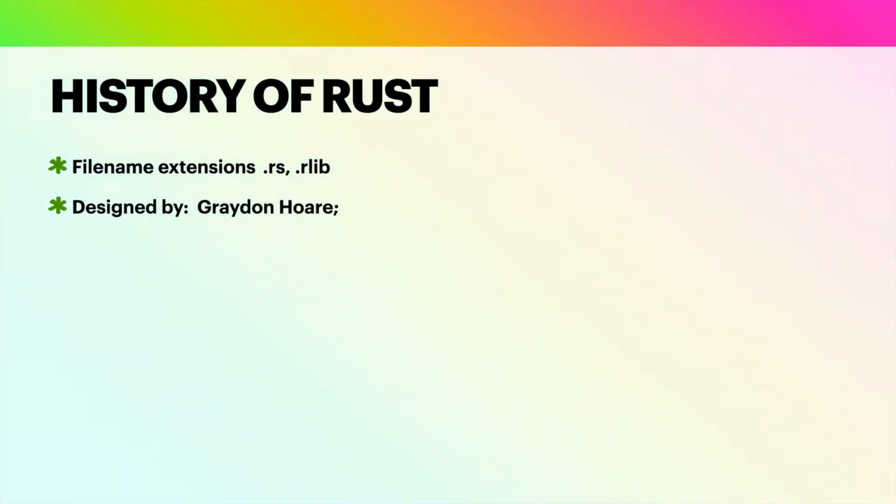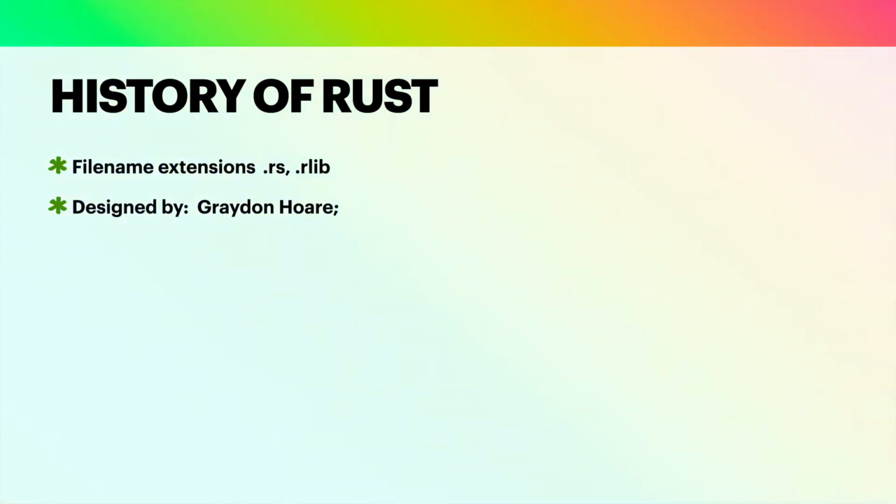The very first one is the file name. The file name extension of the Rust programming language is .rs or .rlib for writing your code. And the second feature is the designer: software developer Graydon Hoare created Rust as a personal project while working at Mozilla Research in 2006. Mozilla officially sponsored these projects in 2009.